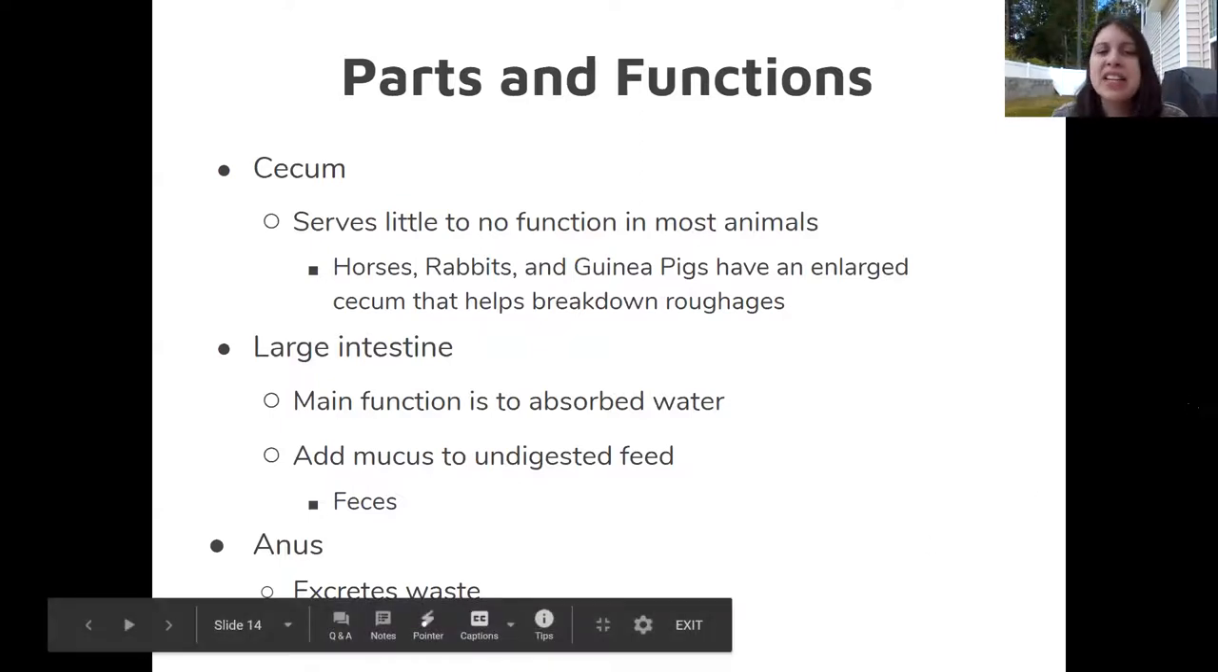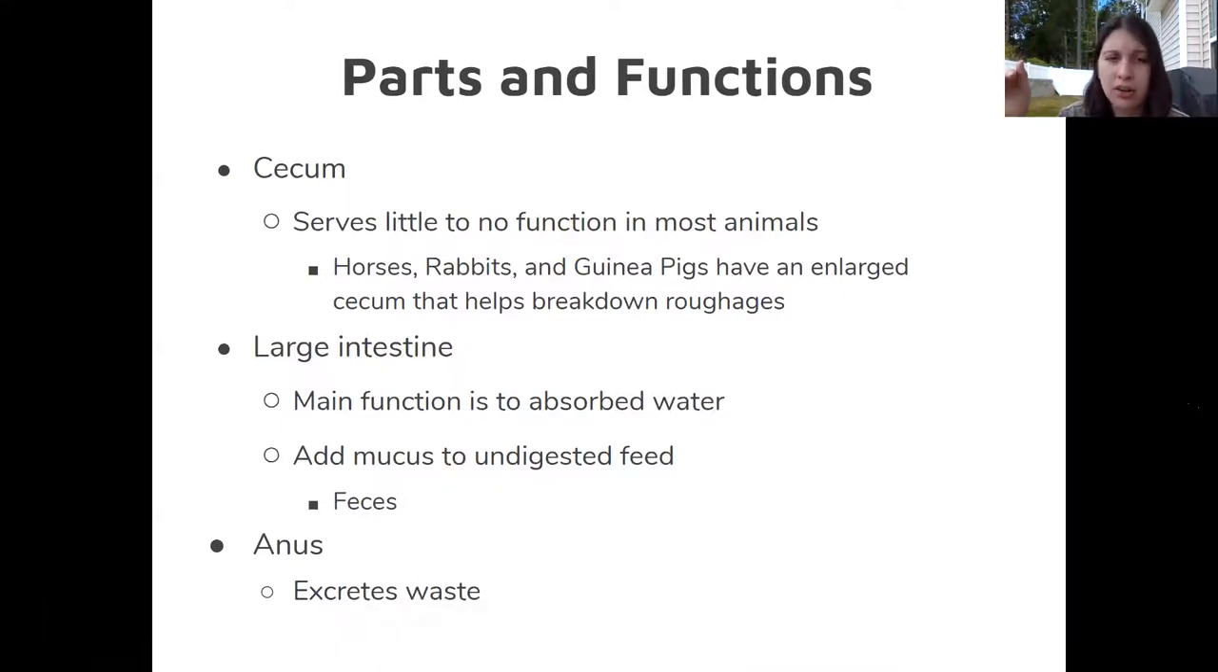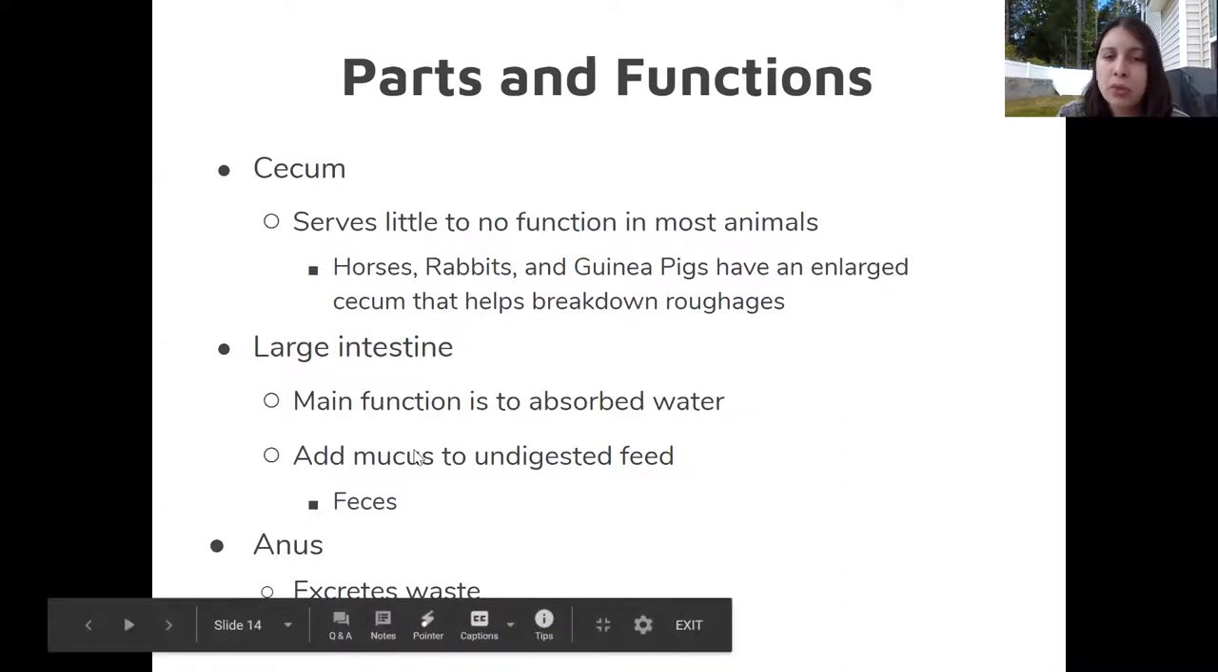So there isn't any nutrient absorption happening in the large intestine. It's strictly water. And then it does add a little bit of mucus to whatever is left to lubricate the feces coming out.